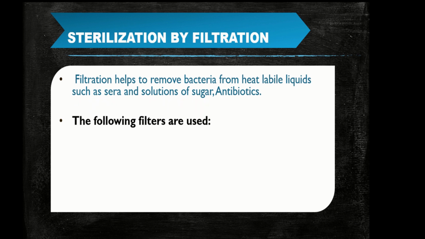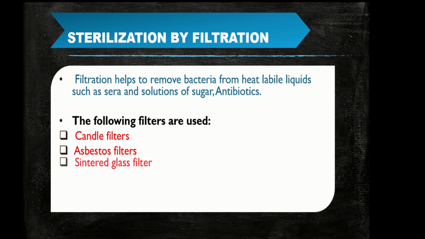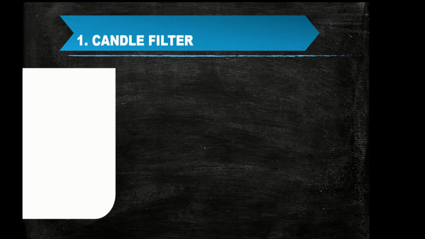There are a number of filters available. These are the following types of filters. The first one is the candle filter, the second is the asbestos filter, the third is the sintered glass filter, and the fourth is the membrane filter. We'll see these filters one by one. So let us start with the candle filter.